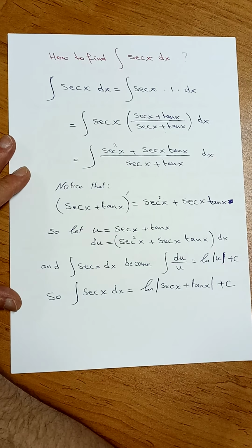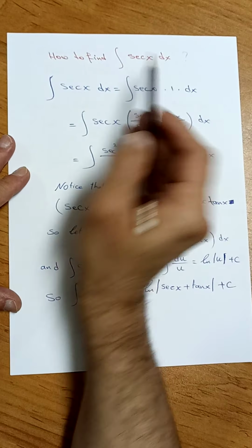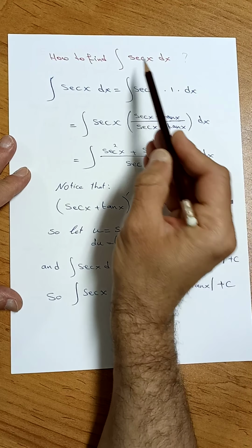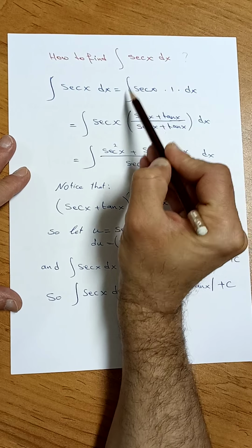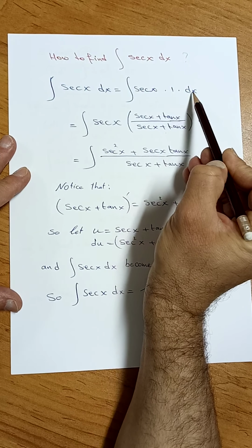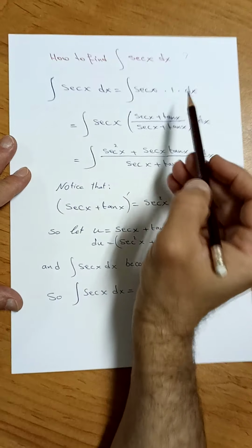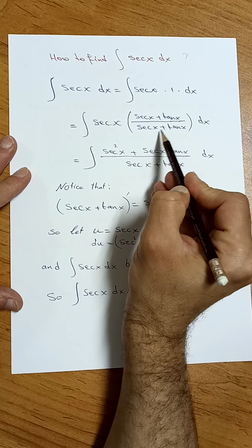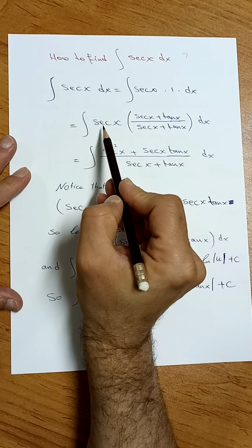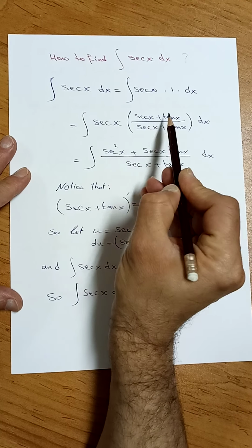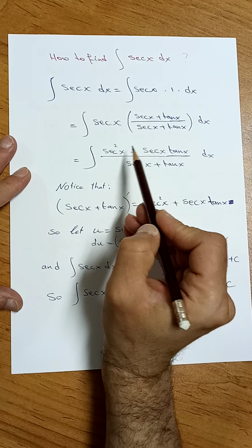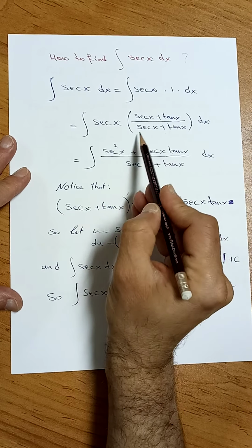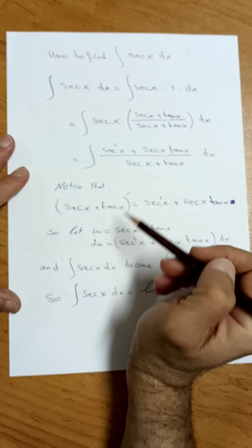Now I will explain how to find the integration of secant x dx. Let the integration become the integration of secant x multiplied by 1 dx, and choose 1 to be secant x plus tangent x over secant x plus tangent x. If we multiply now secant x into secant x plus tangent x, the result is secant square x plus secant x tangent x over secant x plus tangent x.